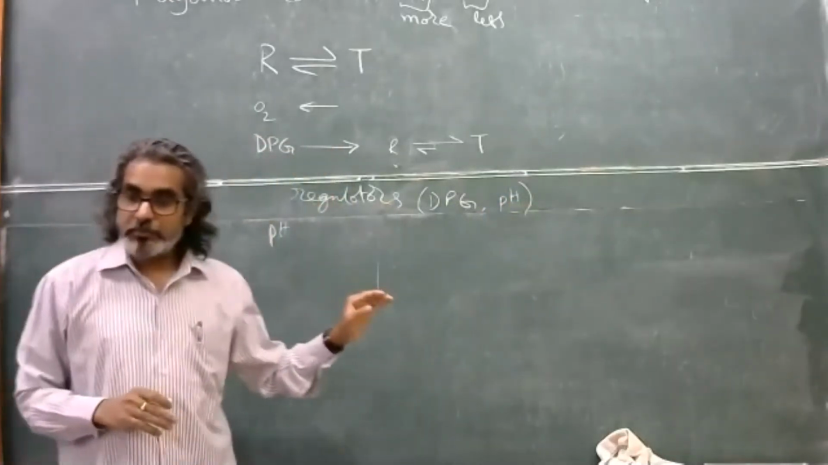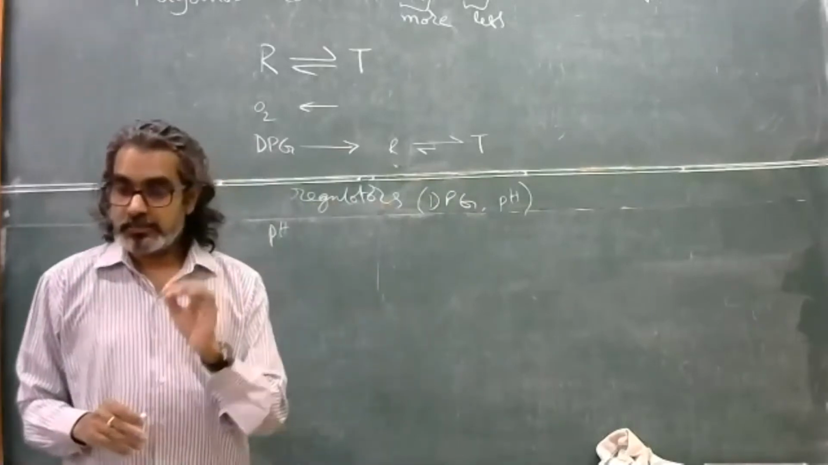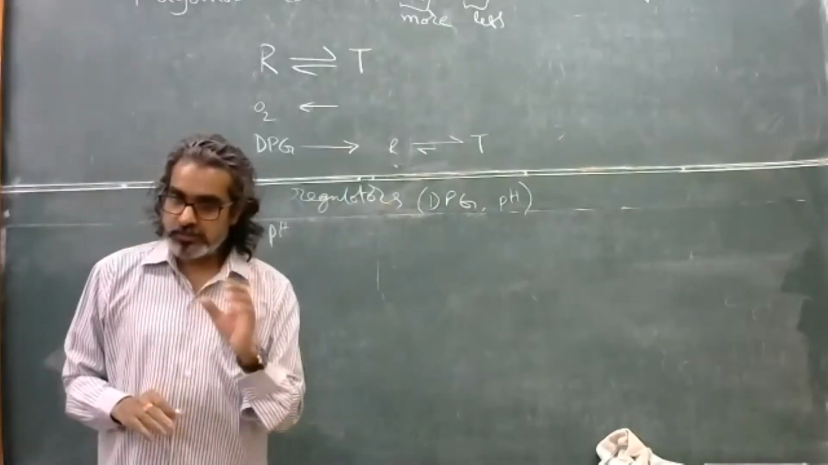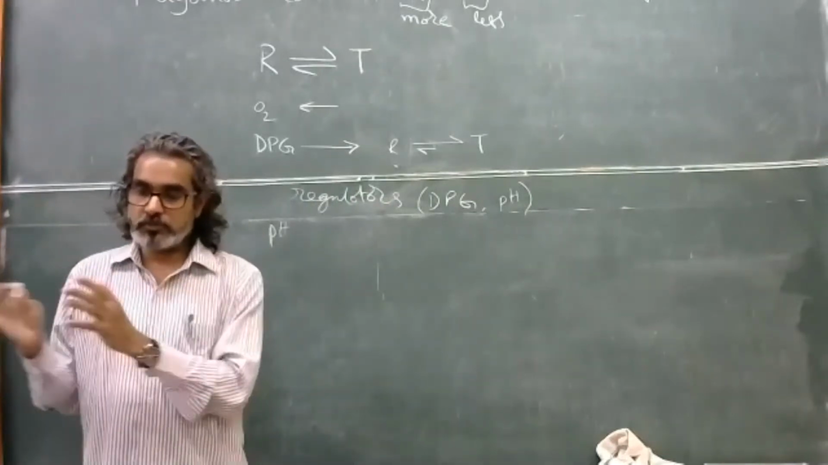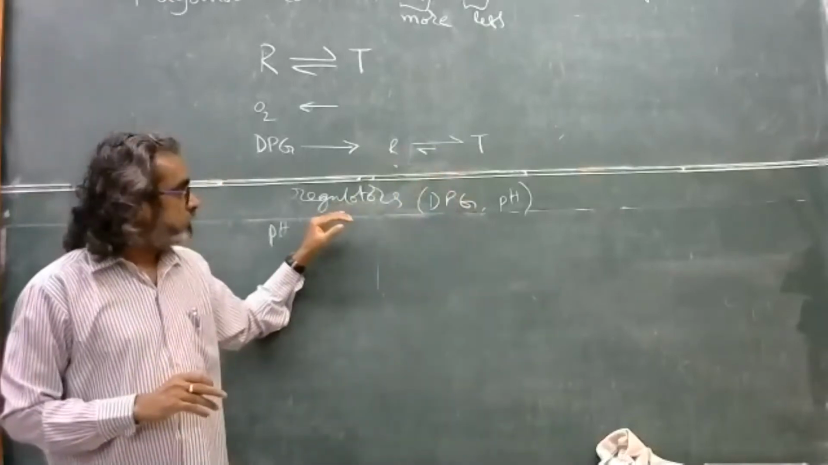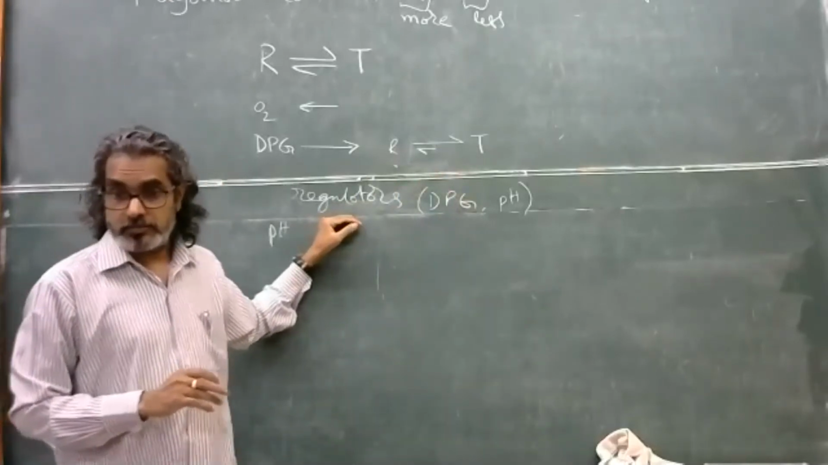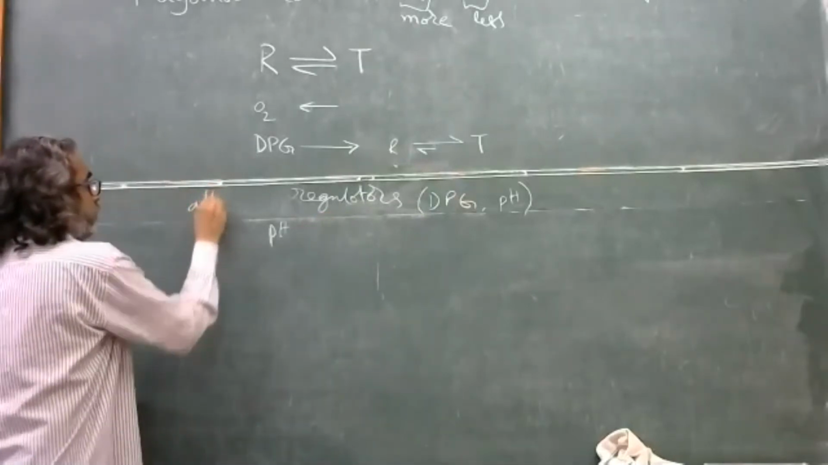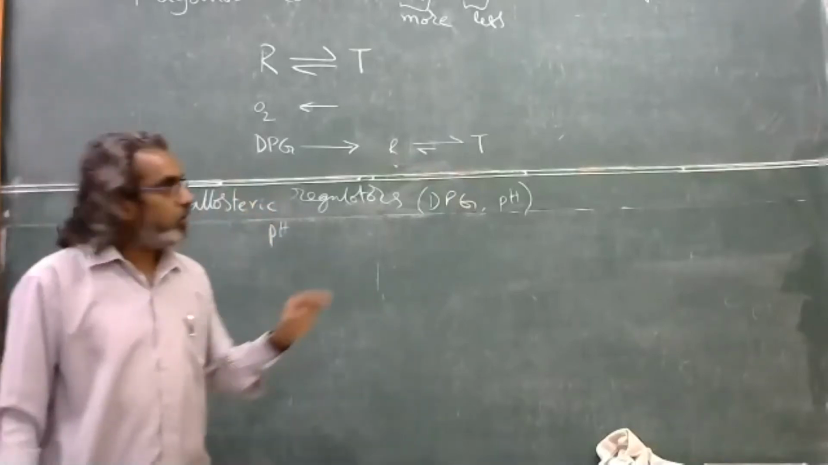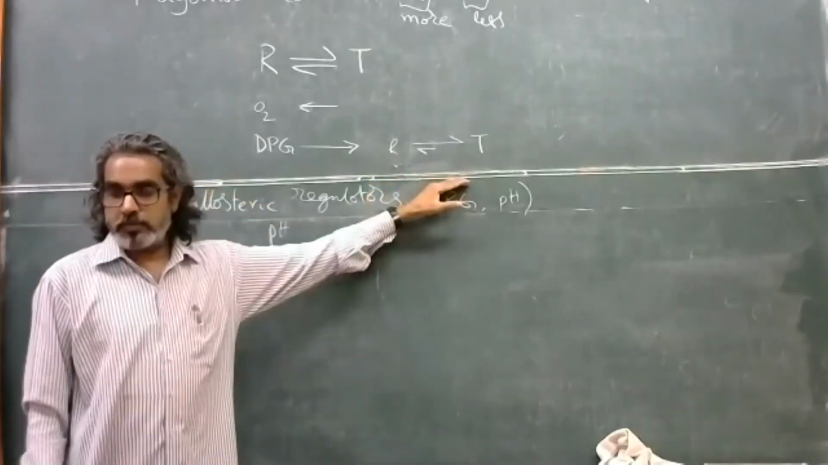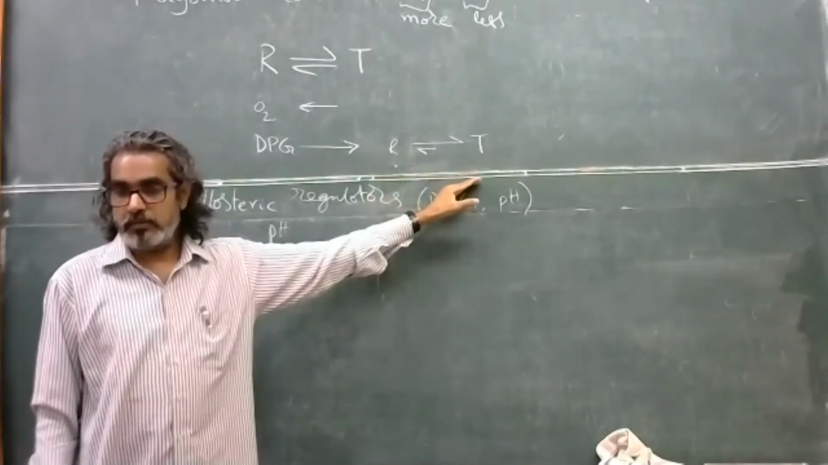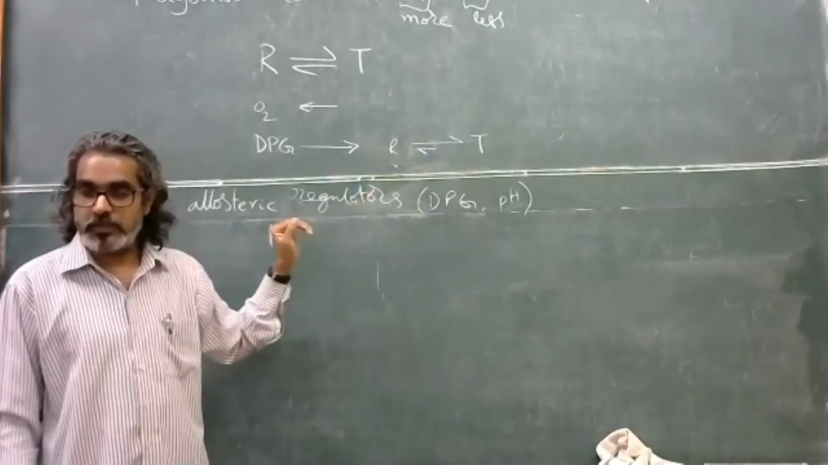Because they are not binding at the same site as oxygen, which means they are not competing. The oxygen site is still available, but because of the conformational flexibility, oxygen doesn't bind. So these are sometimes called allosteric regulators, because they are playing with the equilibrium of these conformational states by binding at a site different from the ligand.